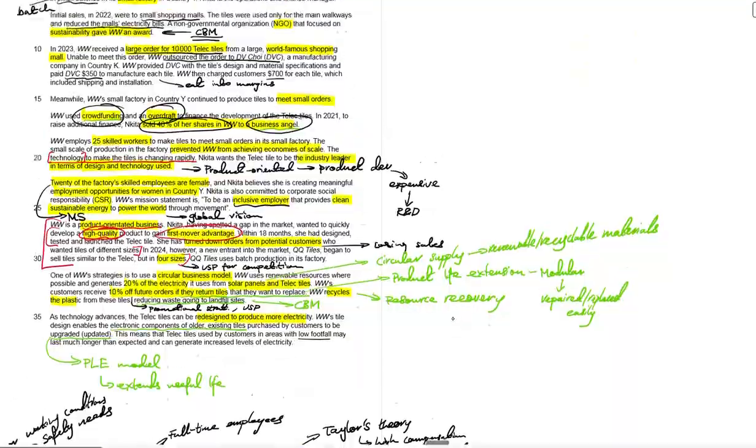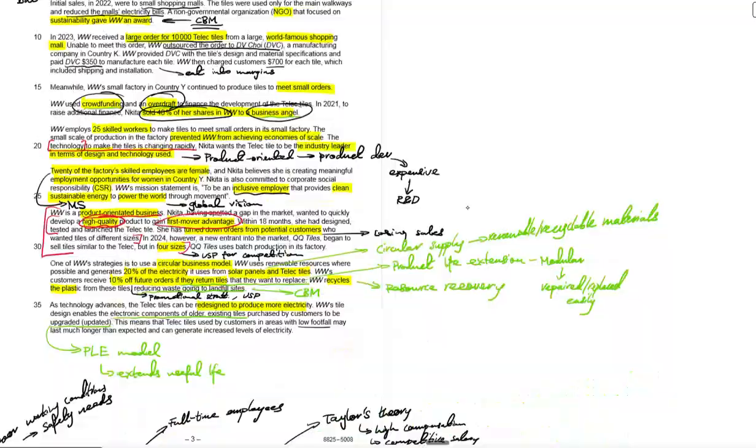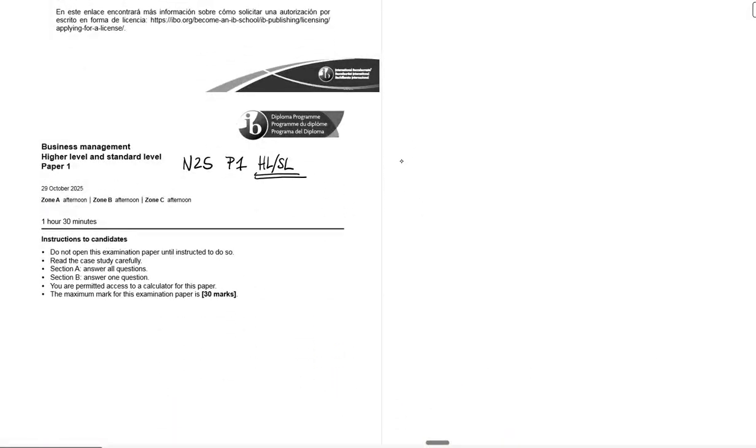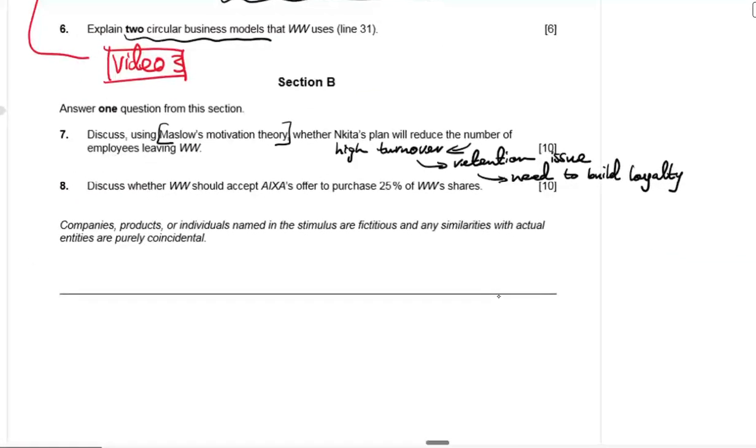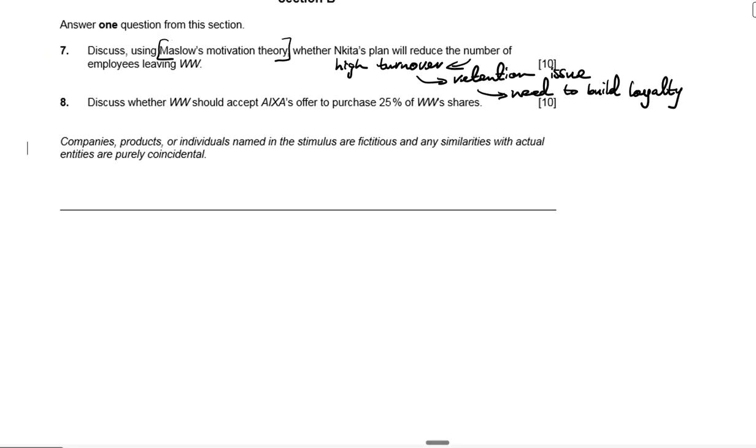We completed entire section A and the case study analysis of this Business Paper 1, HL SL November 2025, and this is TZ1 by the way. And I will move on to questions 7 and 8 and key points we can make, how to structure this. And so hopefully just stay on.